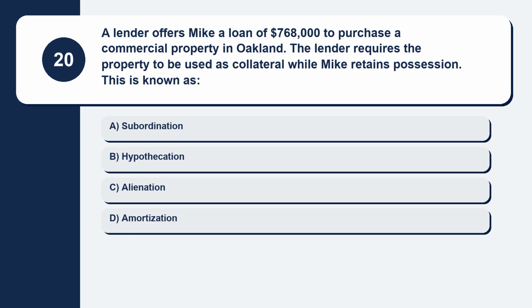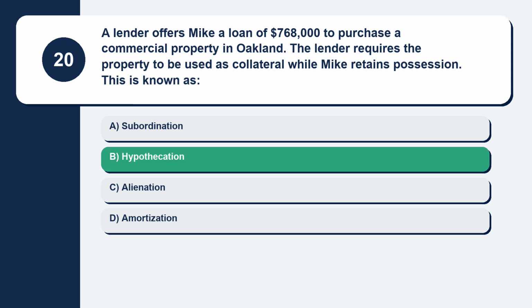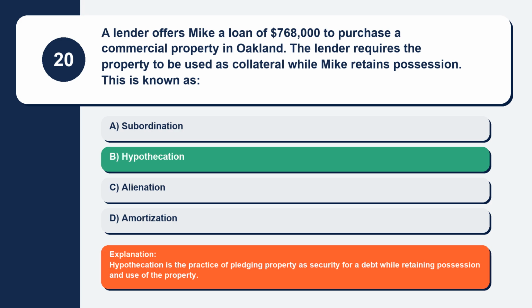Question 20. A lender offers Mike a loan of $768,000 to purchase a commercial property in Oakland. The lender requires the property to be used as collateral while Mike retains possession. This is known as. Here are your options. Option A, subordination. Option B, hypothecation. Option C, alienation. Option D, amortization. The correct answer is option B, hypothecation. Explanation: hypothecation is the practice of pledging property as security for a debt while retaining possession and use of the property.